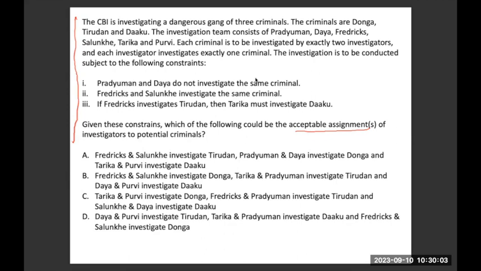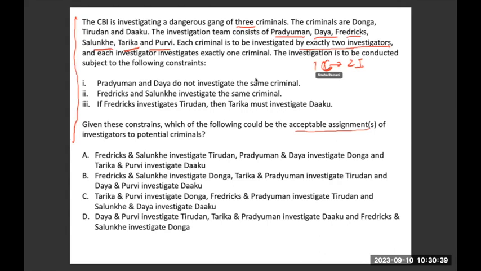What it says, the CBI is investigating a dangerous gang of 3 criminals. The criminals are Donga, Tridoon, and Daku. The investigation team consists of 6 people: Pradyuman, Daya, Frederick, Salunke, Taraka, and Puri. Each criminal is to be investigated by exactly 2 investigators. This is another condition provided to you, that one criminal will be investigated by 2 investigators.